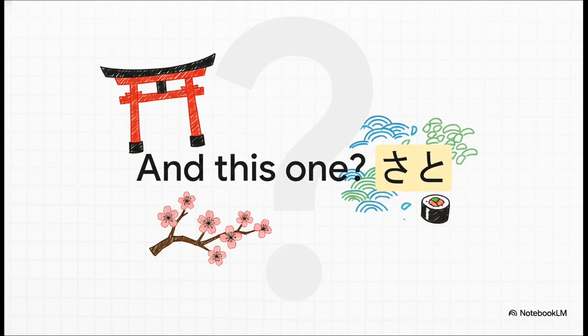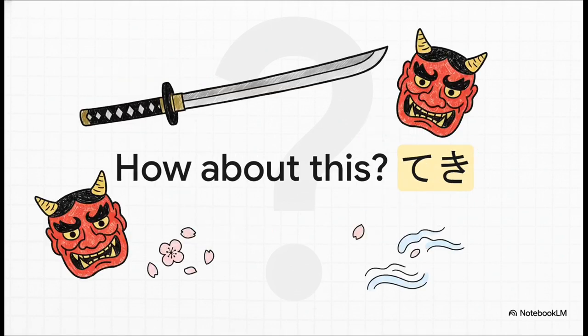Okay, how about this one? What do you see? You've got sa and to. So we read it sa-to. See? You're already getting the hang of this. Let's try another. The first character is te, and the second one is ki. Together, that makes teki. Nice work.